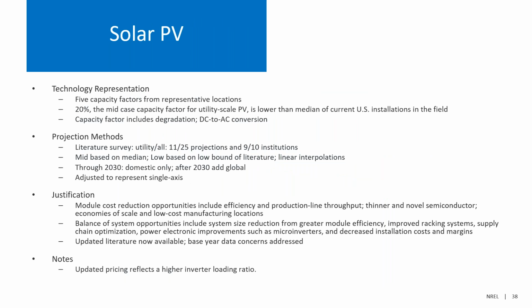Thanks so much, Laura. Thanks everyone for attending. I'm going to review PV. We have three different types: utility scale, commercial, and residential. In each of these cases, we represent 5 different capacity factors, looking at 5 different locations around the U.S. Sort of high, medium, low, and sort of the medium high and medium low.